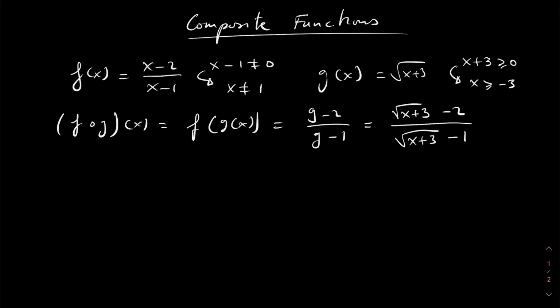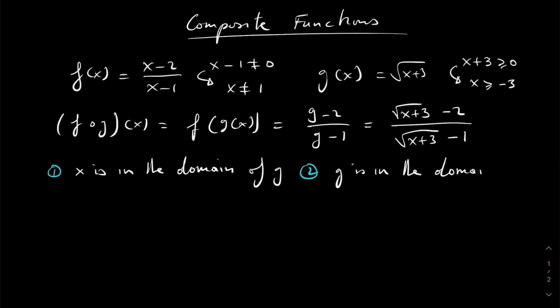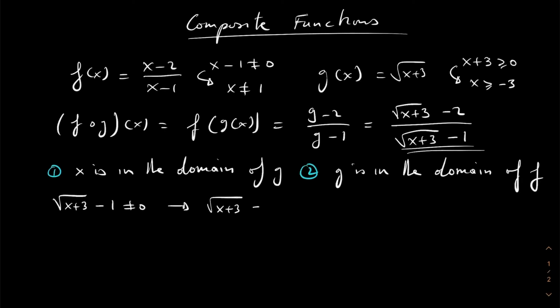And so when it comes to composite functions, you have to watch out for two things. First, the input x should be in the domain of g because x goes through g first, and then g of x itself, the function, should be in the domain of f, which means that the denominator here should not be 0. And so what it means is g minus 1 should not be equal to 0, which means that the square root of x plus 3 minus 1 should not be equal to 0, which in turn means that the square root of x plus 3 should not be equal to 1. And if you square both sides of this equation, you get that x plus 3 should not be equal to 1, which finally gives us that x should not be equal to negative 2.